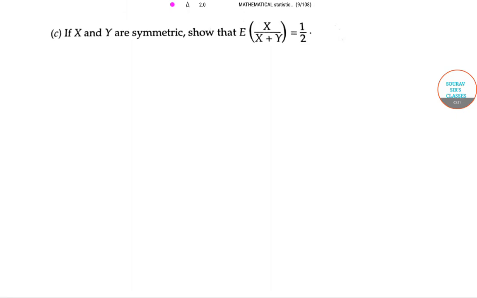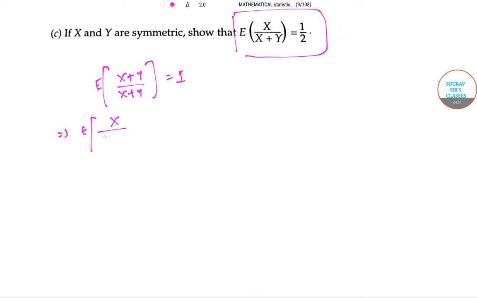The next question is, if x and y are symmetric, show that expectation of x by (x plus y) is equal to half. Now we can write expectation of (x plus y) by (x plus y) as 1. Since (x plus y) by (x plus y) gives 1, the expectation of 1 would be 1. Now this can be written as expectation of x by (x plus y) plus expectation of y by (x plus y) is equal to 1.